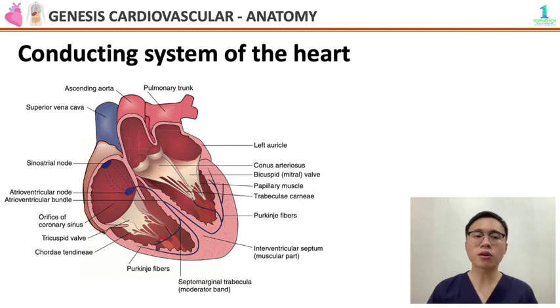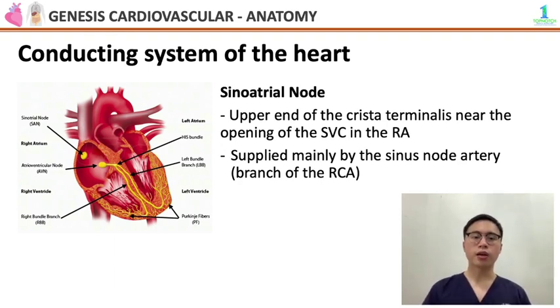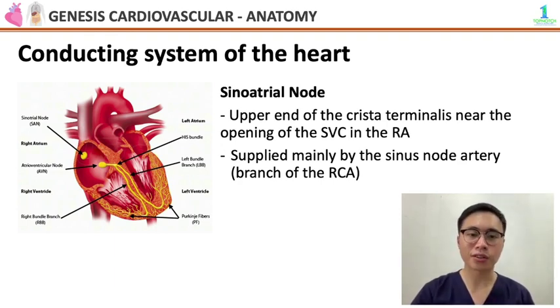Okay. So how about the conducting system of the heart? So you have, of course, the SA node, you have the AV node, and then you have the bundle of His, separating into the left and the right bundle branch, and then giving rise to the Purkinje fibers. So let's start off with the sinoatrial node, or basically the SA node. So this SA node is the main pacemaker of the heart. Okay, so it's found in the upper end of the crista terminalis. It's found near the opening of the SVC, located in the right atrium.